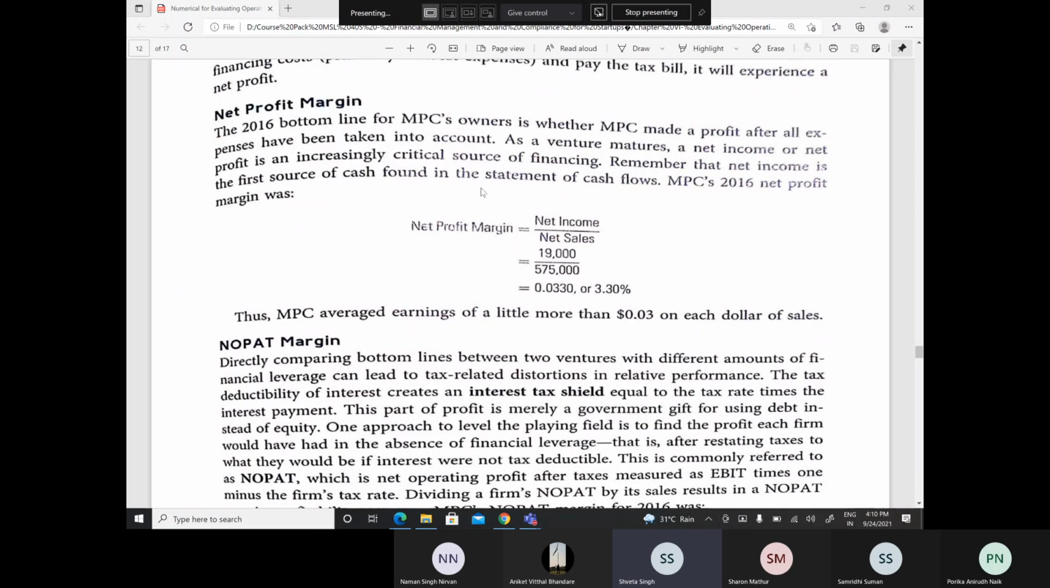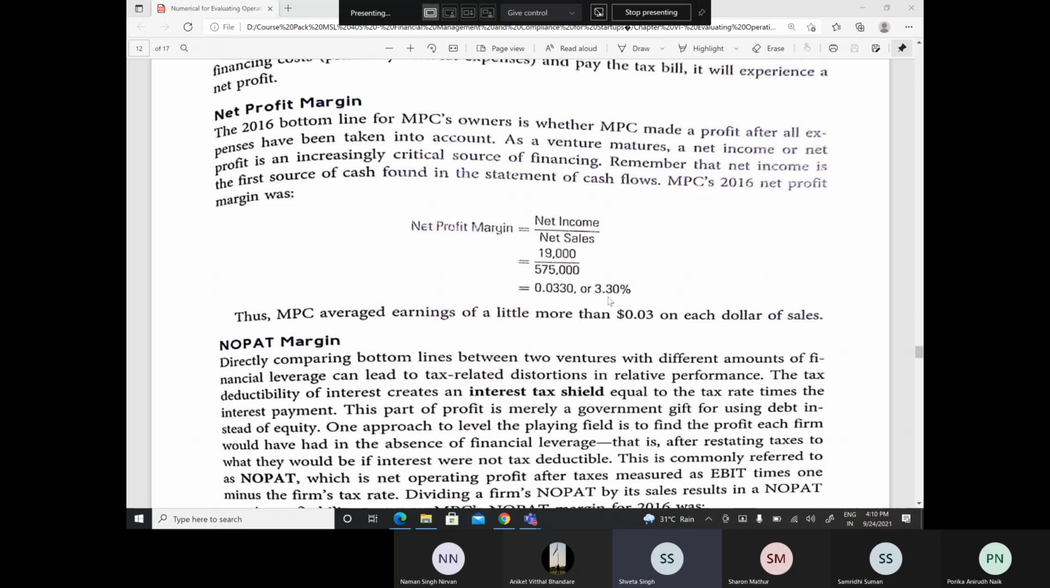As a venture matures, a net income or net profit is an increasingly critical source of financing. Remember that net income is the first source of cash found in the statement of cash flows. So MPC's 2016 net profit margin was net income upon net sales, which is 19,000 divided by 575,000, which comes out to be an abysmally low amount of just 3.3%.